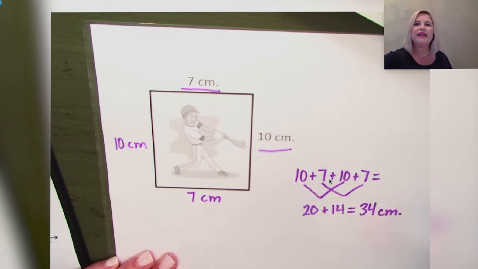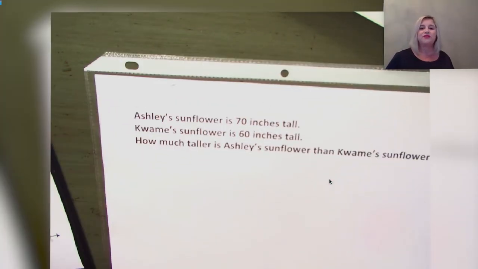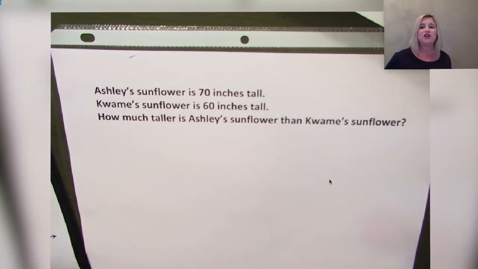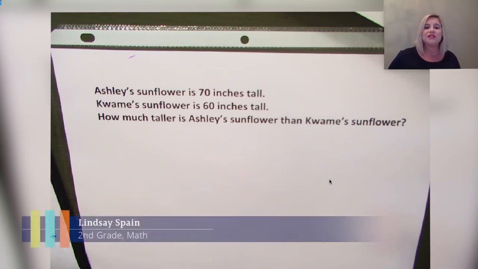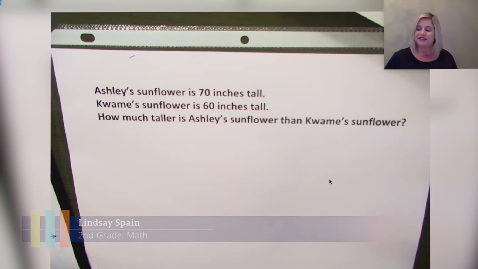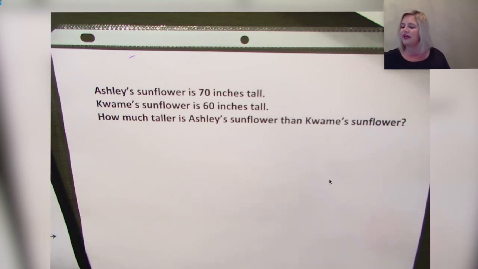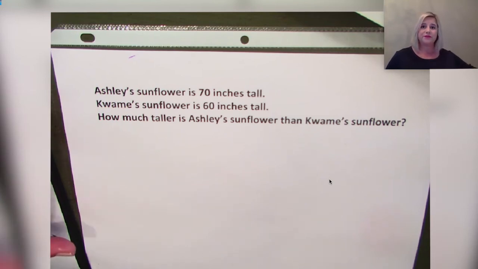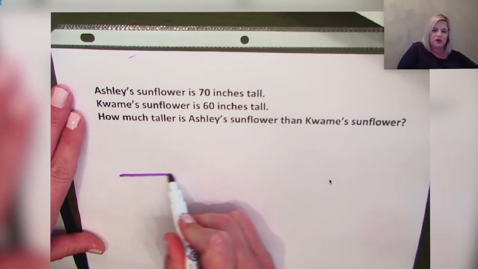Now let's look at another problem. Ashley's sunflower is 70 inches tall. Kim Wei's sunflower is 60 inches tall. How much taller is Ashley's sunflower than Kim Wei's sunflower? Now, let's look at our model that shows the difference. So I'm going to be looking at a model that has an open number line. So we can solve the model together. So you can easily draw on your paper.